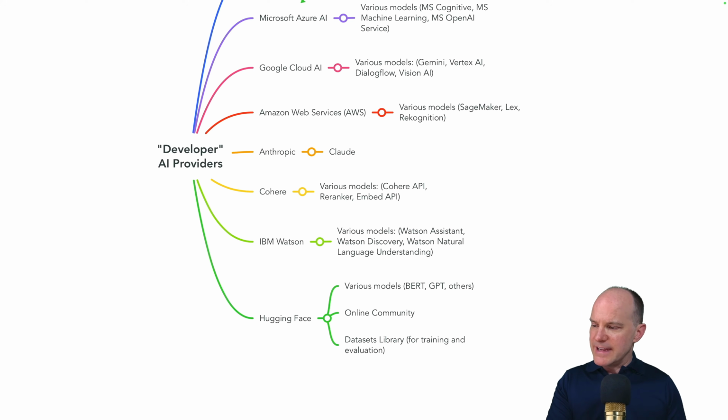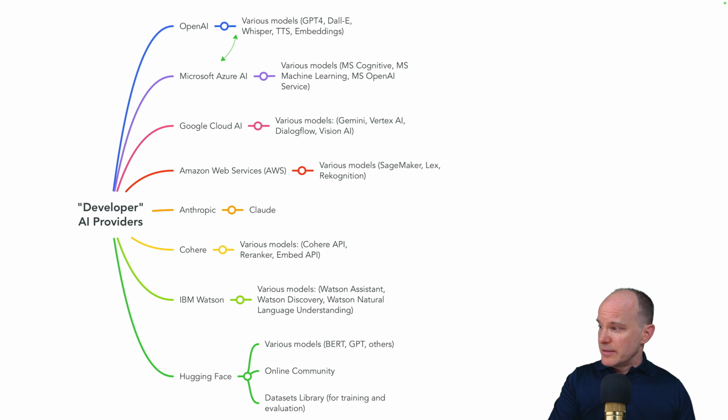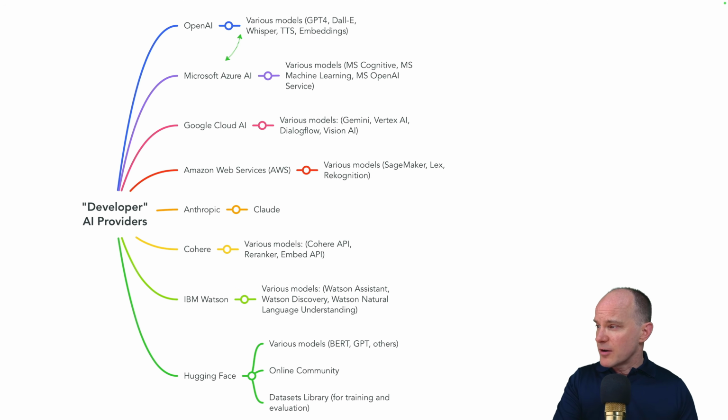They also provide data sets, which are giant libraries of predefined data, both for training and for evaluation, so you can have some starting point to get meaningful data, sample data, if you will, in mass quantities. So those are the players here for developer-based AI. These are the providers and the various models.